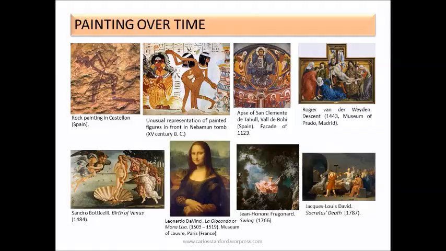At the late medieval period, Flemish artist Roger van der Weyden painted in 1443 his masterpiece Descent, and is located in Museum of Prado in Madrid. One of Renaissance's famous artworks is Birth of Venus, painted in 1484 by Sandro Botticelli. However, the most famous work of Renaissance is La Gioconda or Mona Lisa, painted between 1503 and 1519 by Leonardo da Vinci, and is located in Museum of Louvre in Paris in France. A masterpiece of Rococo art is Swing, painted by Jean-Honoré Fragonard in 1766. One of Classicism's masterpieces is Socrates Dead, painted in 1787 by Jacques Louis David.